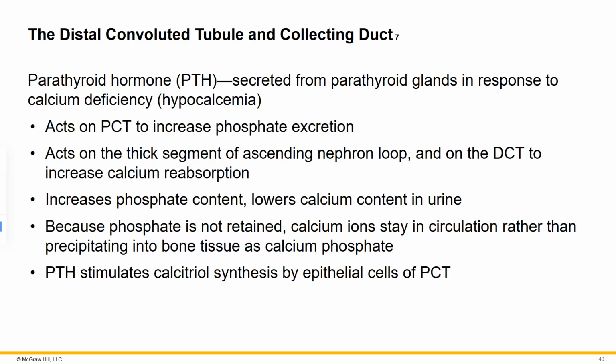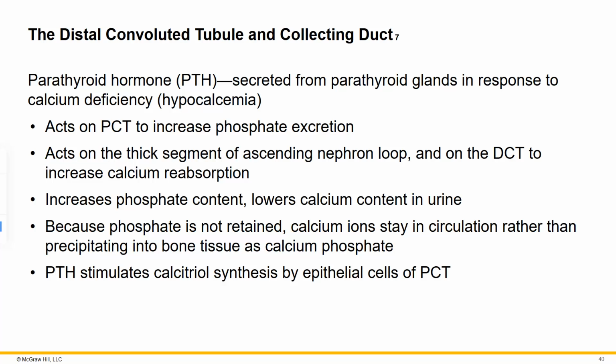Parathyroid hormone is secreted from the parathyroid glands in response to a calcium deficiency or hypocalcemia. It acts on the proximal convoluted tubule to increase phosphate excretion. It acts on the thick segment of the ascending nephron loop and on the distal convoluted tubule to increase calcium reabsorption. This increases phosphate content and lowers calcium content in the urine.